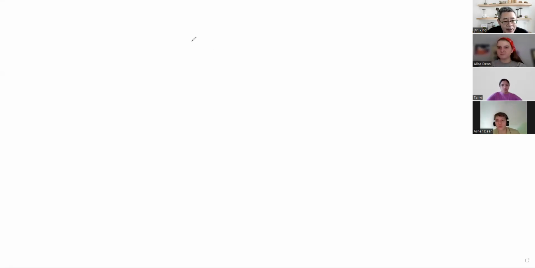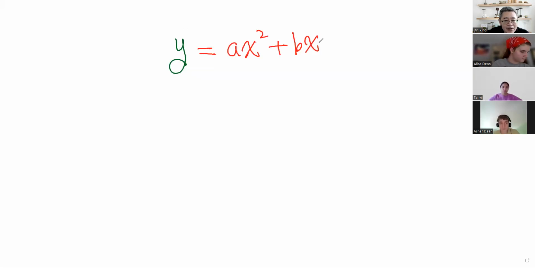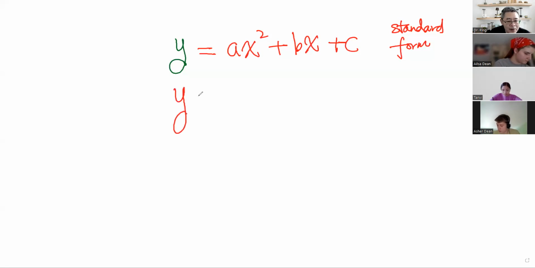So basically we're looking at a quadratic formula we write as this: y equal to ax squared plus bx plus c. And this is something we call standard form. And we also have another form that's called vertex form.